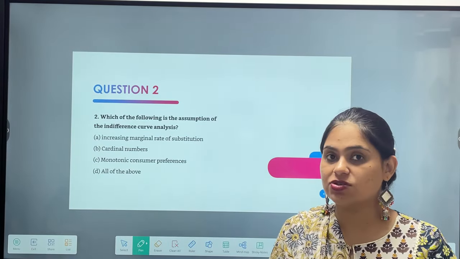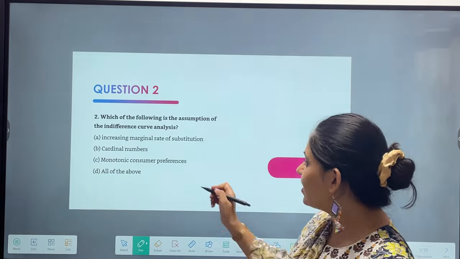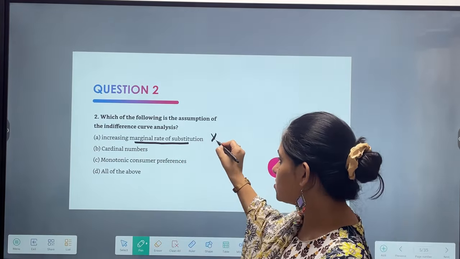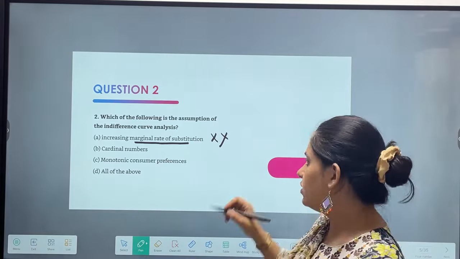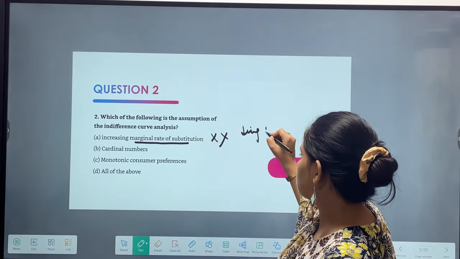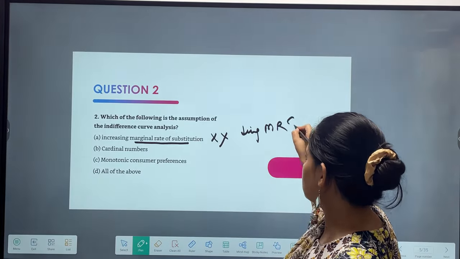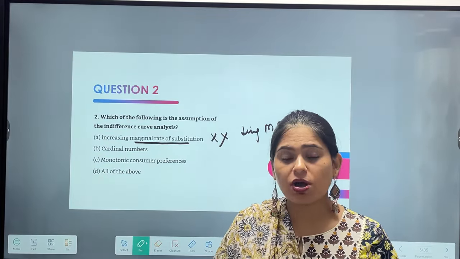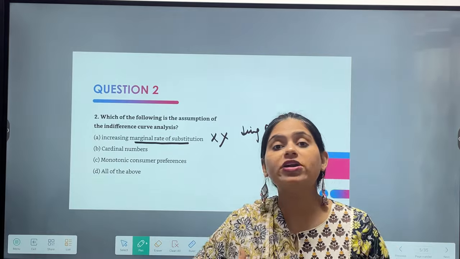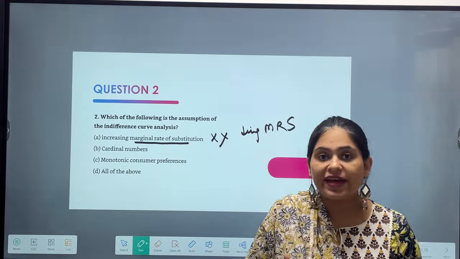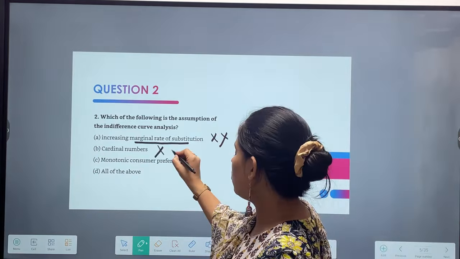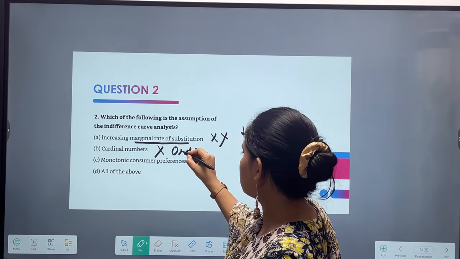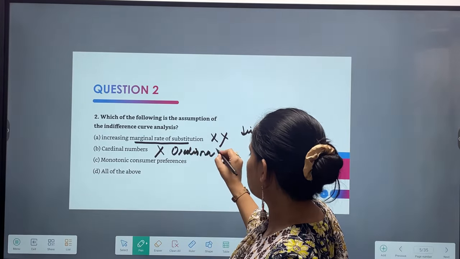Increasing MRS, no, that's not the assumption. We want MRS to diminish. Decreasing MRS. Cardinal numbers, no. We always talk about indifference curve in terms of ordinality, in terms of ranking. So no, we want ordinality. So the correct answer is monotonic preferences.